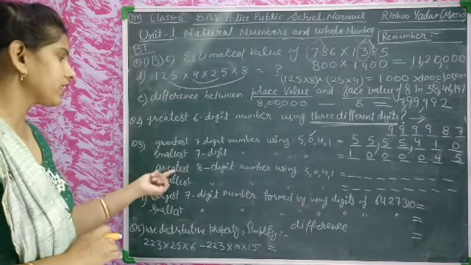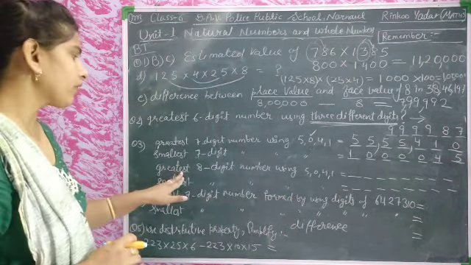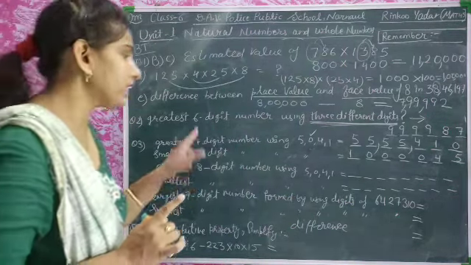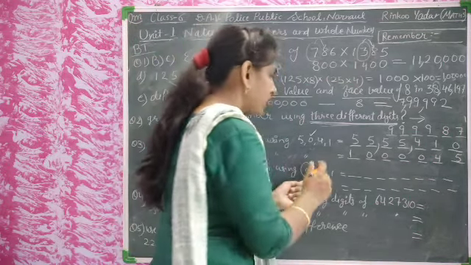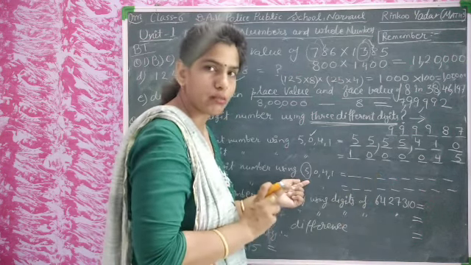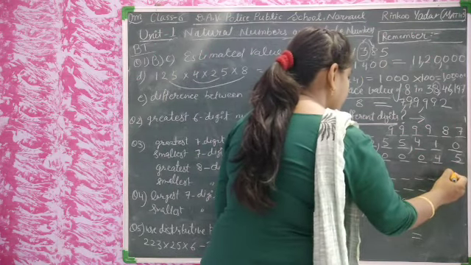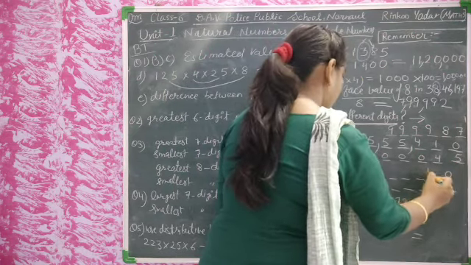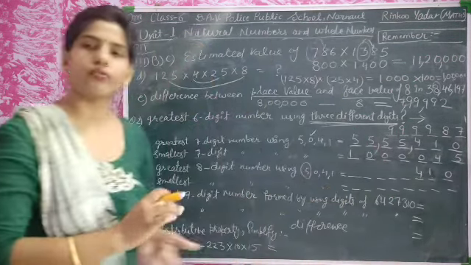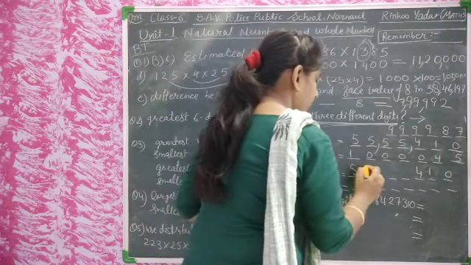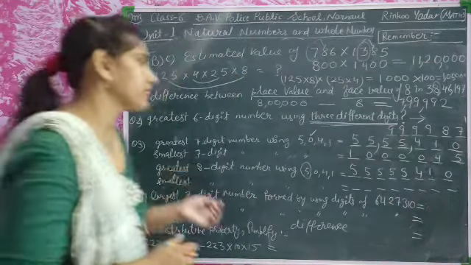Now we have to find the greatest 8-digit number using 5, 0, 4, 1. It means we use the greatest digit, 5, as many times as required, but we have to use 0, 4, 1 also. So there is 0, 4, 0, 1, 4, and there are 5, 5, 5, 5, 5, 5, 5, 5. This is the greatest 8-digit number.